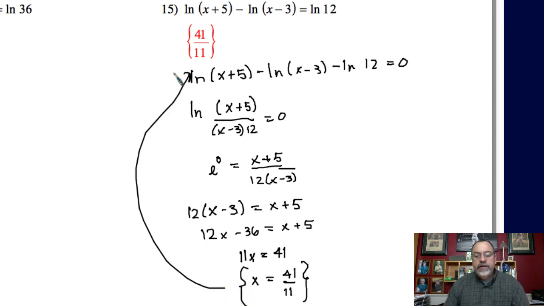All right, so that's how you do logarithmic equations. Hopefully that was helpful for you, and that'll wrap up our solving equations lessons.